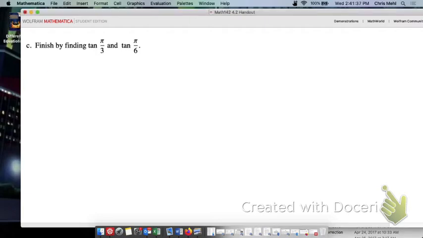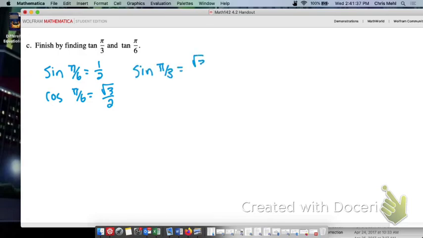So what we know so far is sine of pi over 6 was 1/2. Cosine of pi over 6 was root 3 over 2. Sine of pi over 3, you'll notice that these values just swap each other. So sine of pi over 3 is root 3 over 2, and cosine of pi over 3 is 1/2.